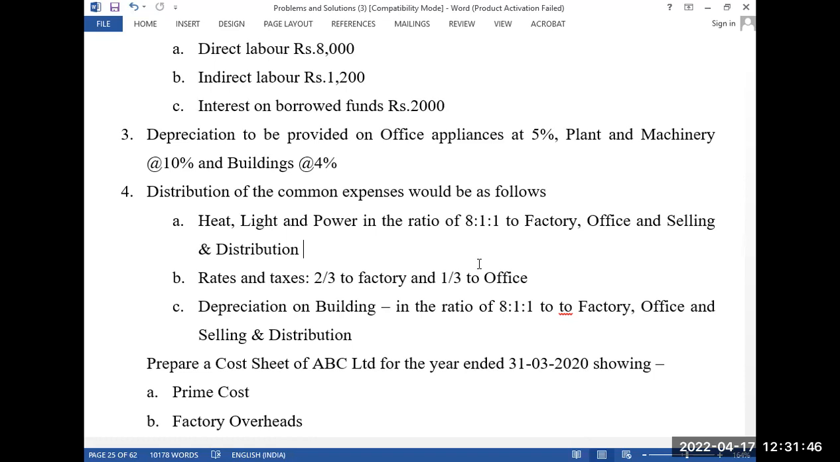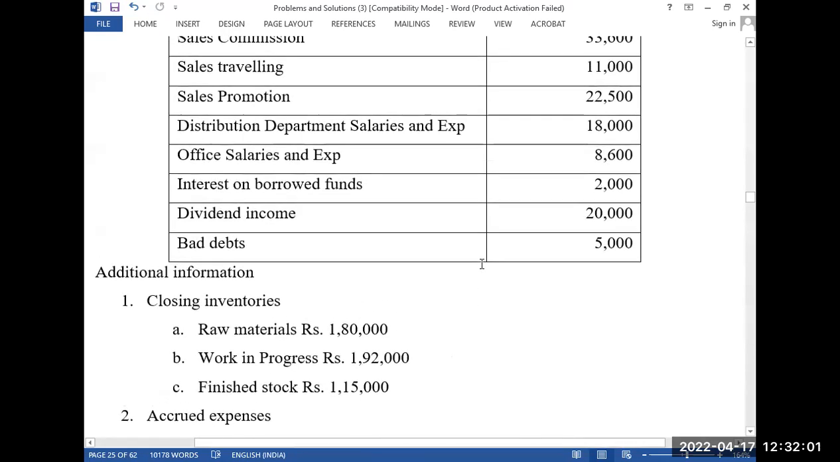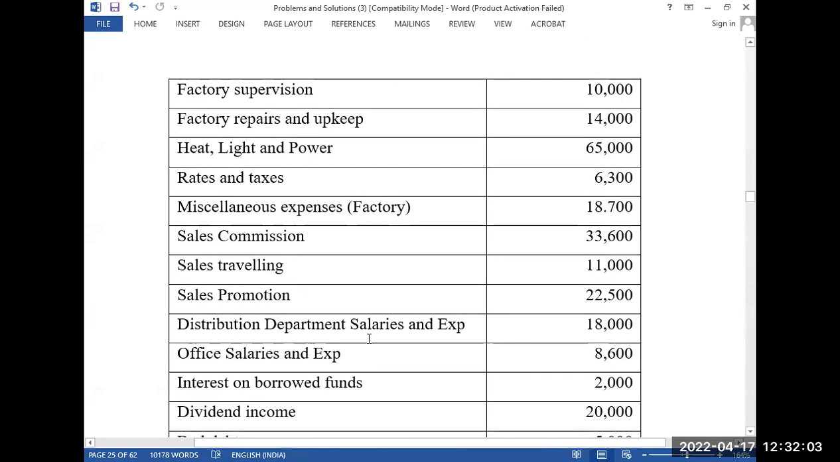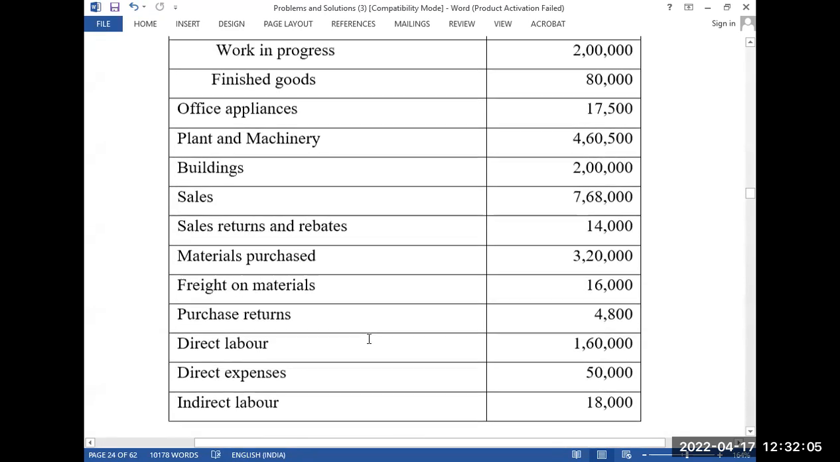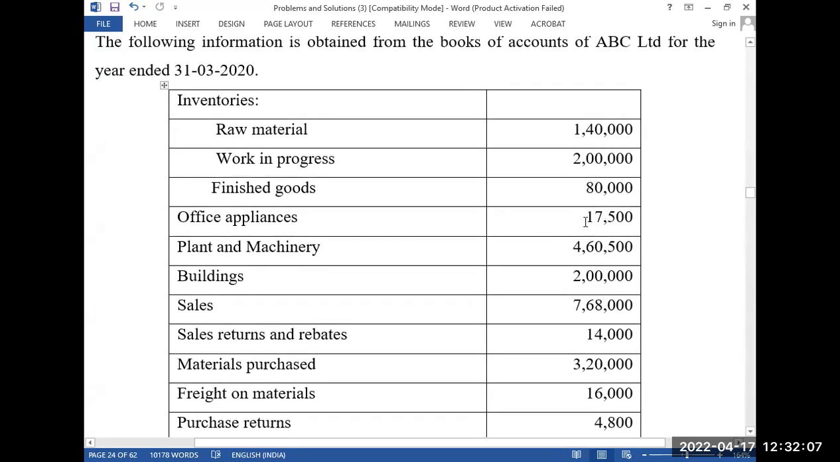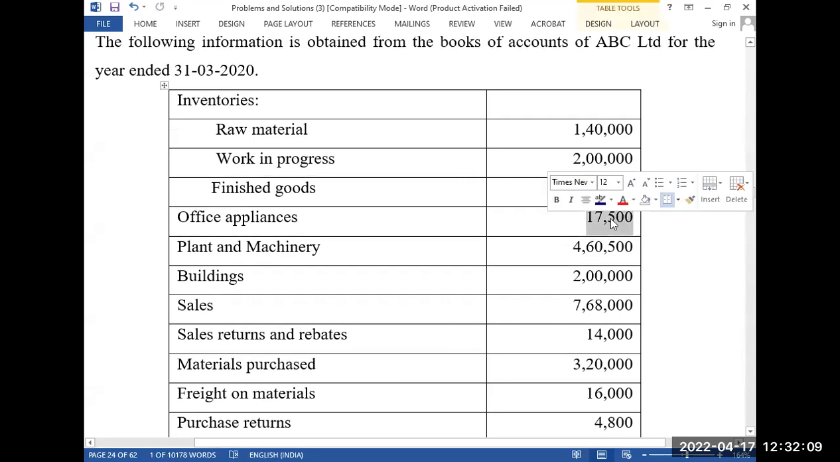Now in this question, third point, depreciation to be provided on office appliances at 5%. Office appliances, how much is there? Total value of office appliances. Look at the question, I think you are given the trial balance. Value of office appliances, look at this. 17,500 is the office appliances.